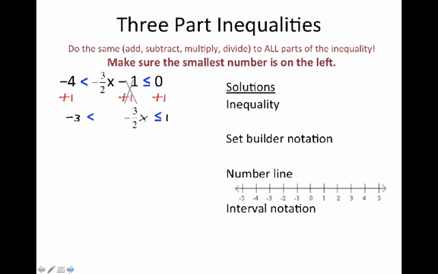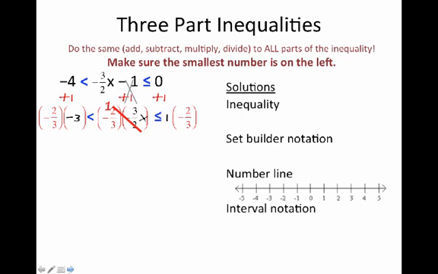Now I've got to get the x by itself. To do that, I'm going to multiply by the reciprocal again. The reciprocal of negative 3/2 is negative 2/3. If I do that, I've got to multiply all three parts of the inequality by the same thing, negative 2/3. In the middle, negative 2/3 times negative 3/2 leaves me a positive 1.